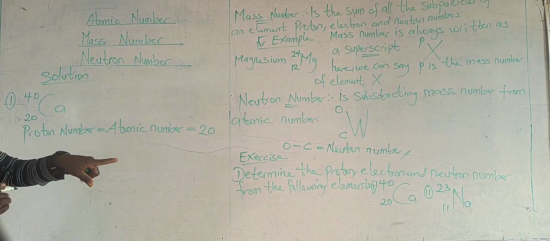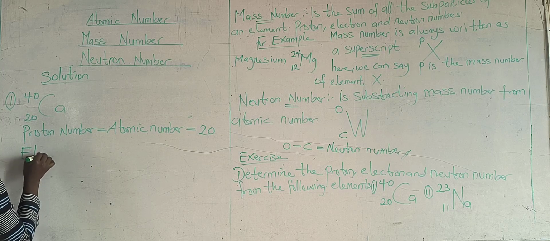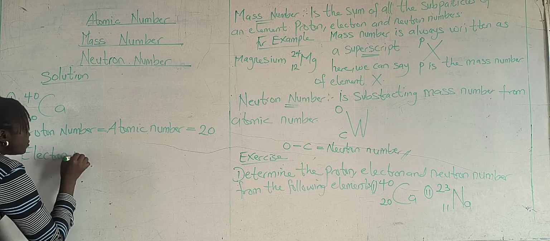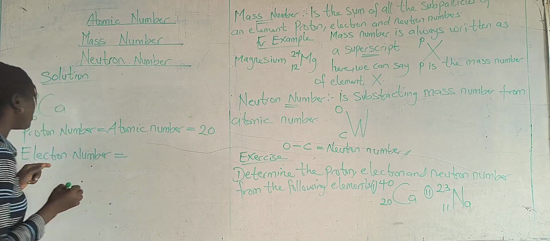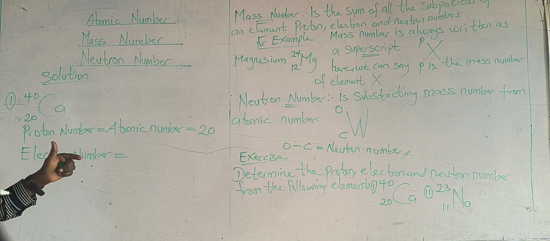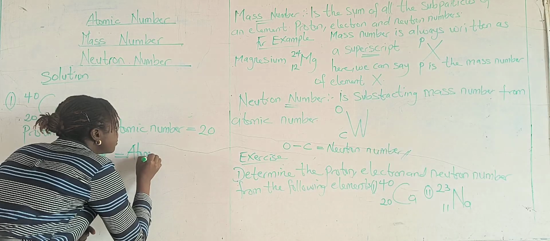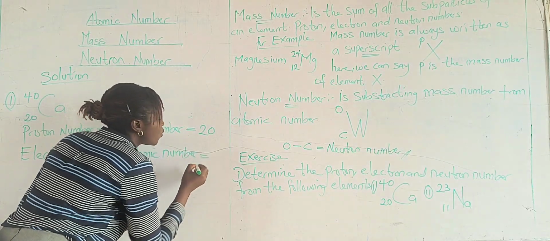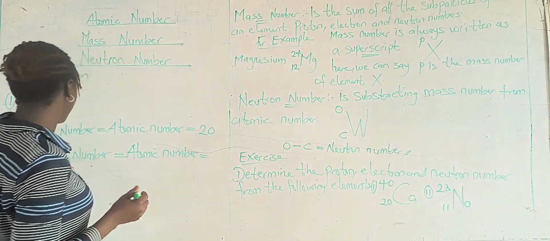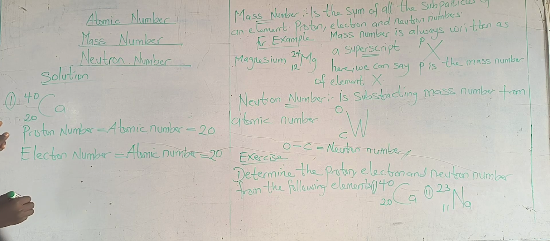So let's move to the second question. They said electron number. So our electron number equals what? Remember, atomic number is the number of protons and electron number. That will also be atomic number, which is all equal to 20. So the last one we're going to look at is the neutron number.